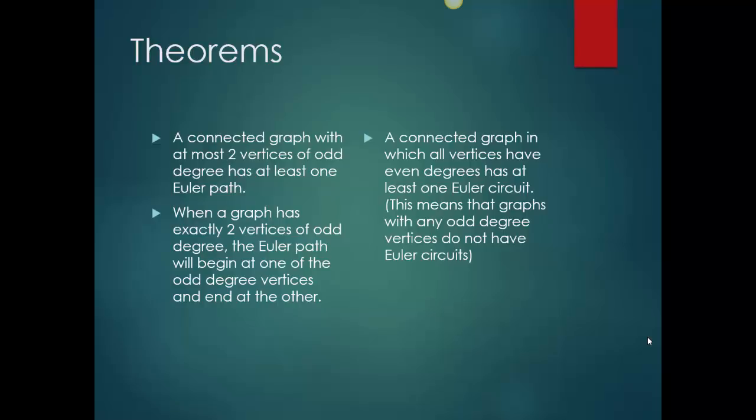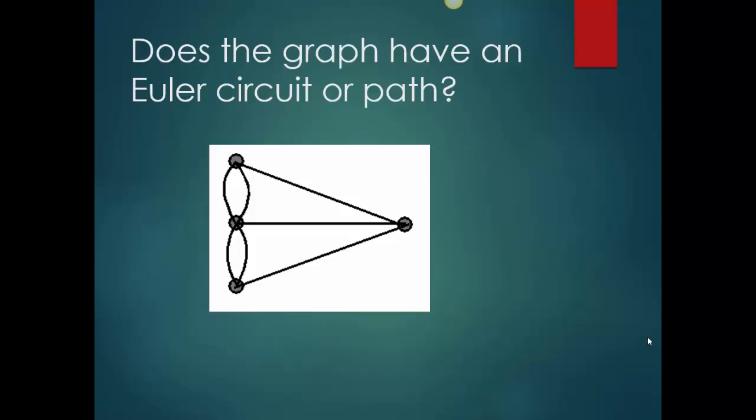Don't be confused here. You can have an Euler path with no odd degree vertices. So if it's all even, it's going to have an Euler path and an Euler circuit. If it has any odds, it can only have two to have an Euler path. If it has more than two, no Euler path, no Euler circuit. Let's make this clearer by doing some examples.